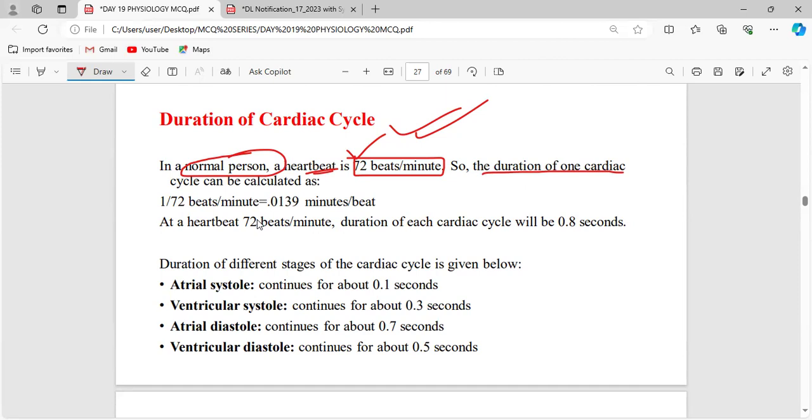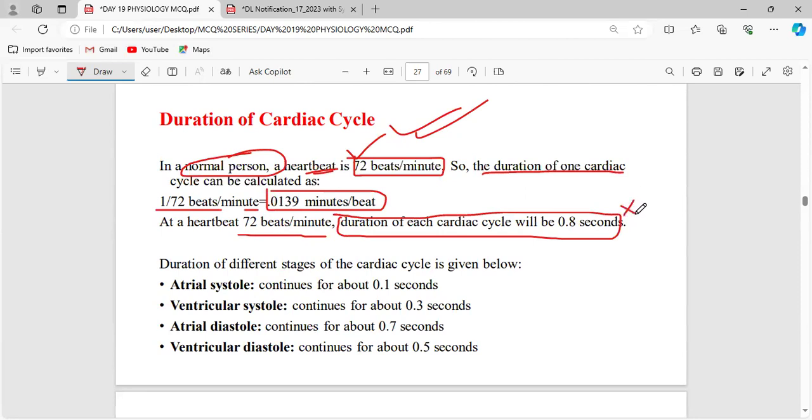The time of one cardiac cycle will be calculated as 1 divided by 72 beats per minute. If we divide 1 by 72, we get 0.0139 minutes per beat. So at a heart rate of 72 beats per minute, the duration of each cardiac cycle will be 0.8 seconds. This is an important statement you have to keep in mind.